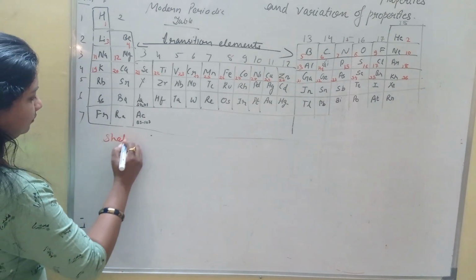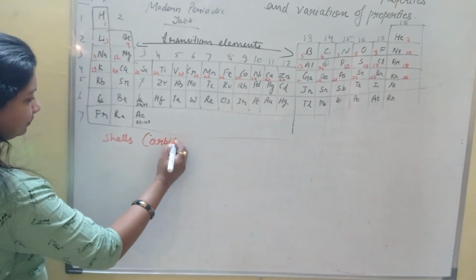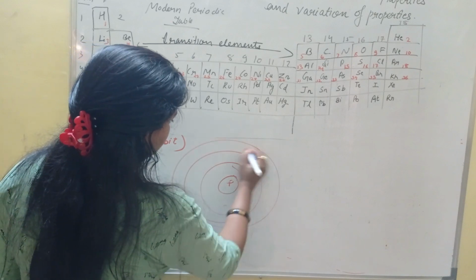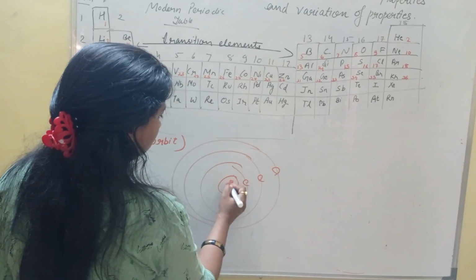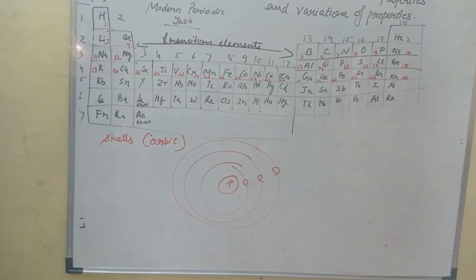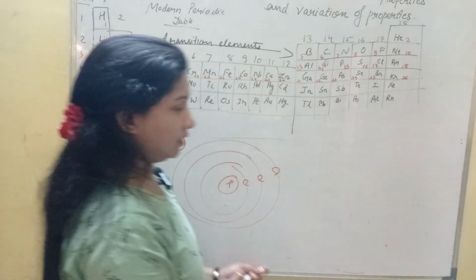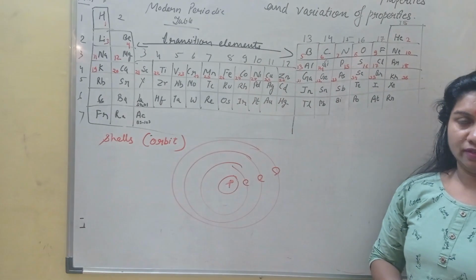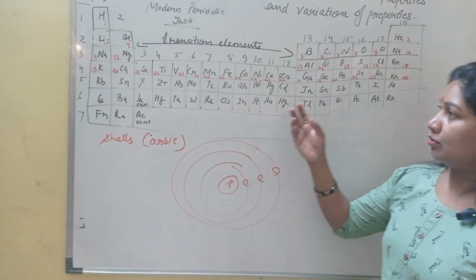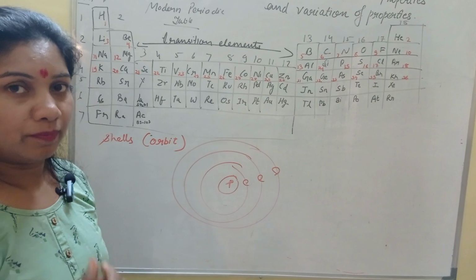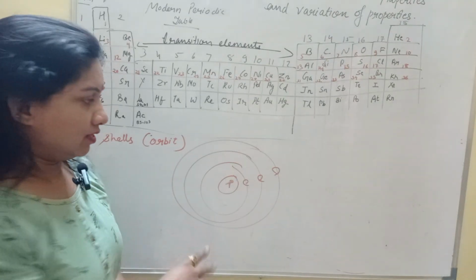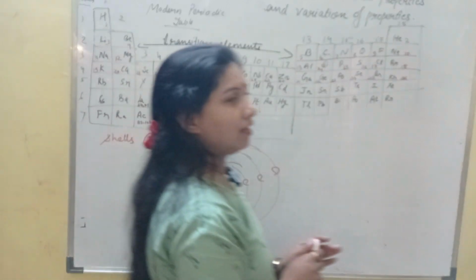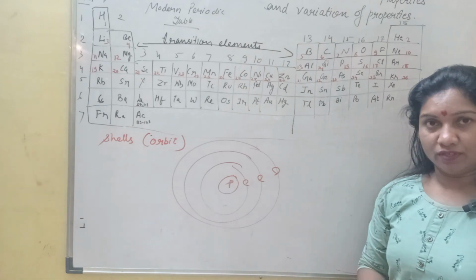Shells. We also call them orbits. It is a circular path in which electrons revolve around the nucleus. But if you see the element, you can't see the circular path. Everything is proved experimentally. Suppose you have sodium metal. It is a very soft metal. If you look at sodium, you can't see this circular path or orbit or shell or electrons. All these things are scientifically proven.